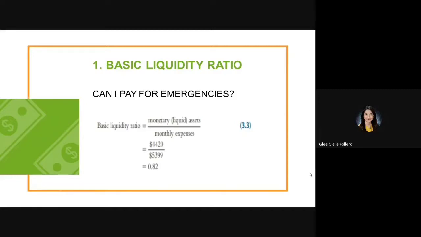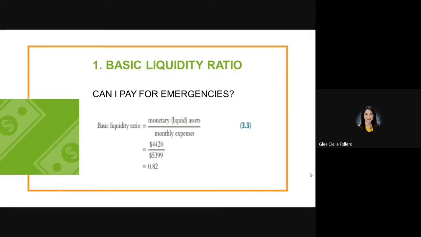So ano nga ba yung mga monetary assets natin? So ito yung cash on hand, ito yung mga savings account and checking accounts mo. So you divide it by your monthly expenses. So in this example, the basic liquidity ratio is 0.82. So 0.82 suggests an insufficient monetary assets.